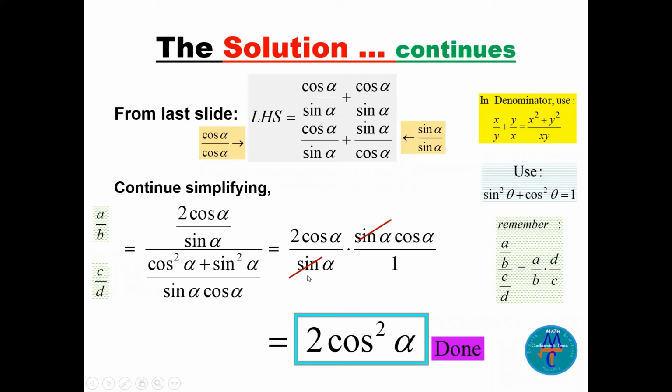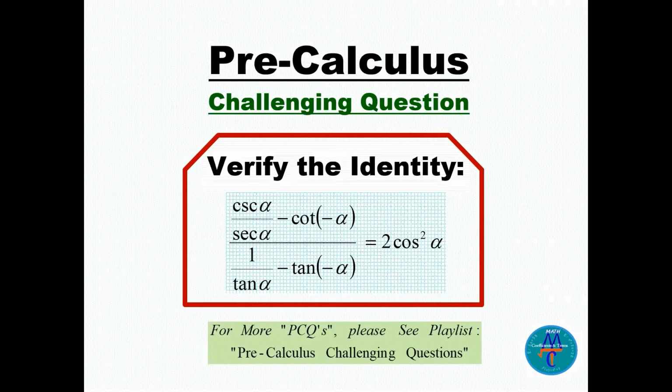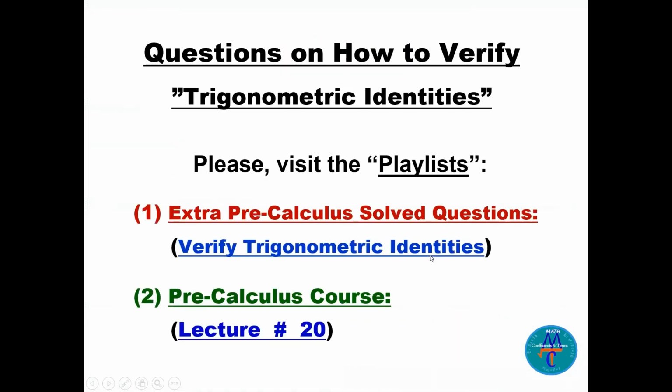Let's cancel sine of alpha. Now 2 cosine of alpha times cosine of alpha will be 2 cosine squared of alpha, and this is done. This is what we need in the question. Look at the question. Verify means show that all this is equal to 2 cosine squared of alpha.